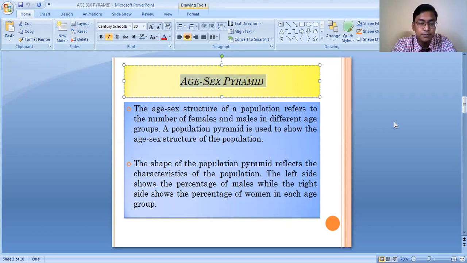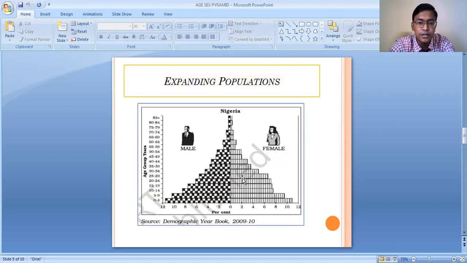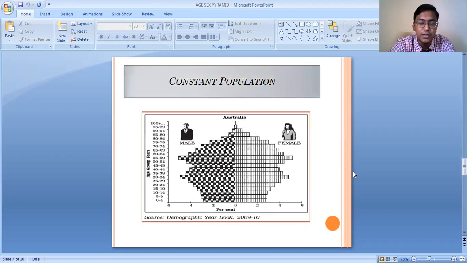When the ratio of males and females in different age groups is represented in the form of a graph, that is known as the age-sex pyramid. So the age-sex pyramid is basically the graphical representation of the population of a country. Just see the diagram once here. So here you can see a diagram actually. These diagrams are known as the population pyramids.